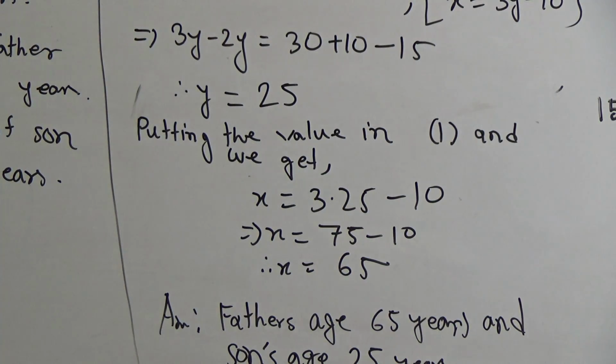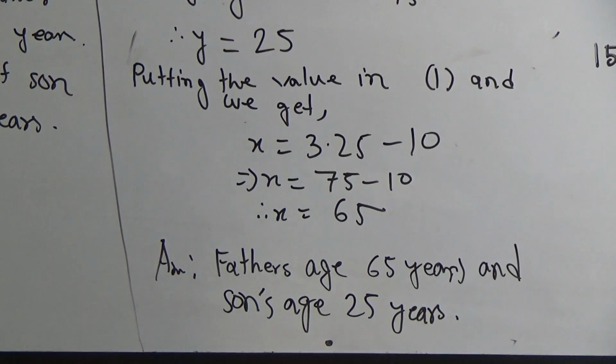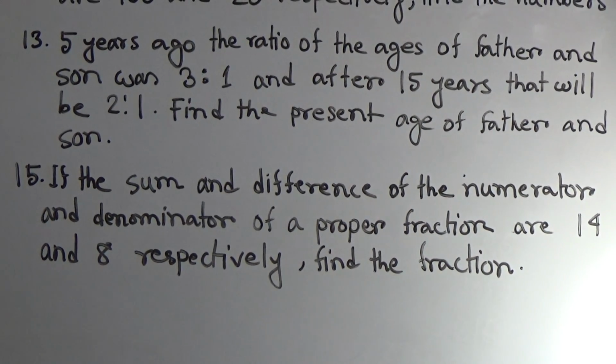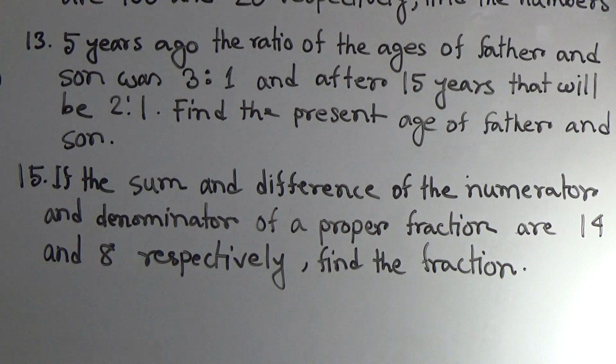Okay, and our last question. If the sum and difference of numerator and denominator of a proper fraction are 14 and 8 respectively, find the fraction. It is so easy math, dear student. So first of all, we need to consider numerator and denominator. Suppose numerator is x and denominator is y. As the fraction is proper, so its denominator must be greater than numerator.